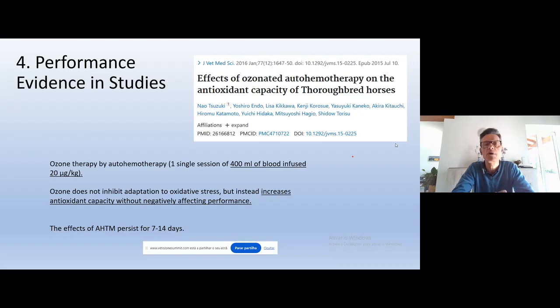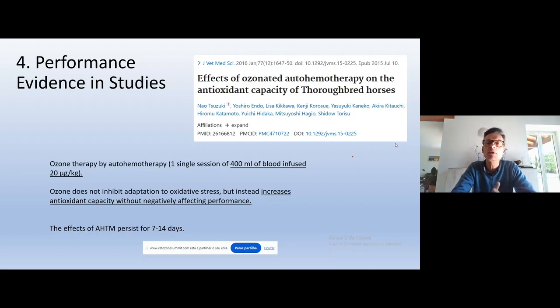The concentration of 20 micrograms per... no, this is a total dose of 20 micrograms per kilogram. And he showed, there are other studies before this one, showing how safe it is. He went a little bit further than showing it was safe, and he showed that major autohematotherapy increases antioxidant capacity without negatively affecting performance.